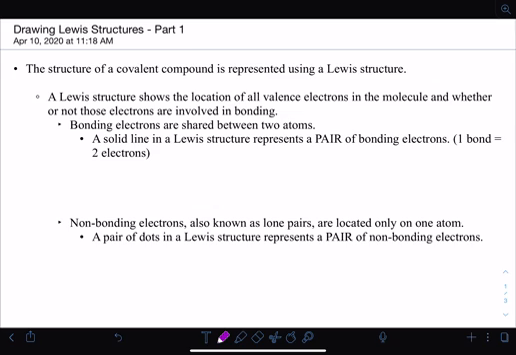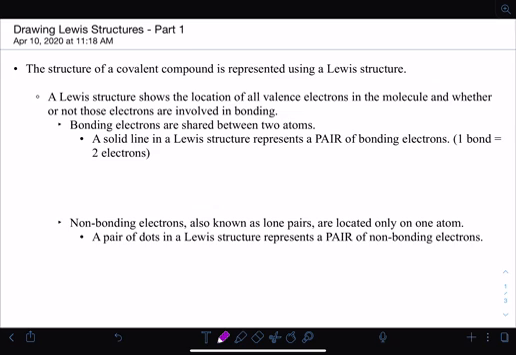We do that using what's known as a Lewis structure, which shows us exactly where all of the valence electrons are located in the molecule and whether or not those electrons are involved in bonds. So it shows us not only which atoms are directly bonded to one another within a molecule, but exactly where all of the electrons lie.